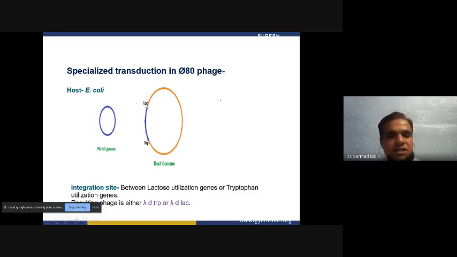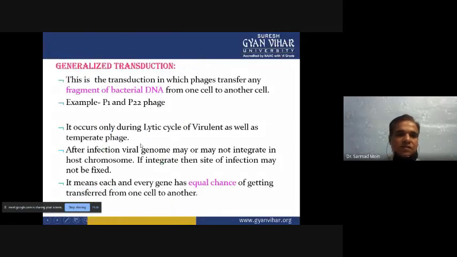If the newly synthesized bacteriophage is carrying the lactose utilization gene, then we call it lambda D lactose. If they are carrying the TRP type of gene, then we call it lambda D TRP type of phi 80 phage. So it depends on what type of gene they are carrying from one organism to another organism. They have to carry only one type of gene at a time. Either the lactose utilization gene or the tryptophan utilization gene they can take. So on the basis of what type of gene they are carrying, we give their name.